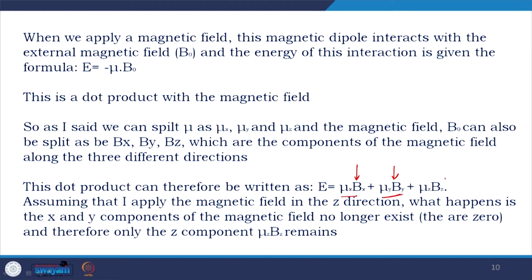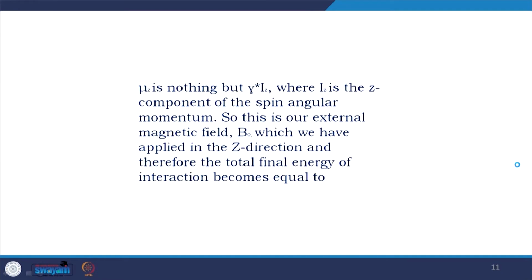So, it would be this, and therefore, only the z component, mu z Bz, will remain. So, now E is equal to mu z dot Bz. Now, this mu z is nothing but gamma into Iz, where Iz is the z component of the spin angular momentum, because spin angular momentum I is also a vector, which could be dissected into 3 coordinates. So, we only get the z coordinate.